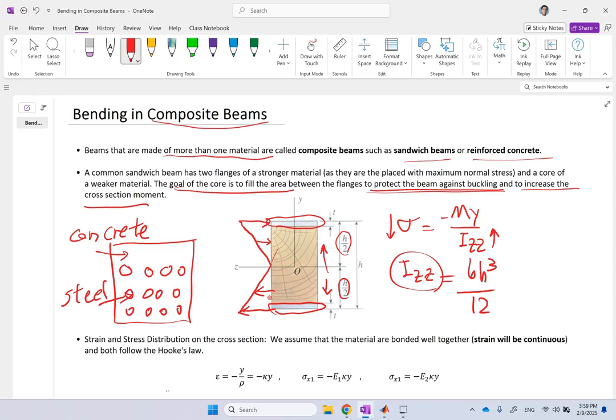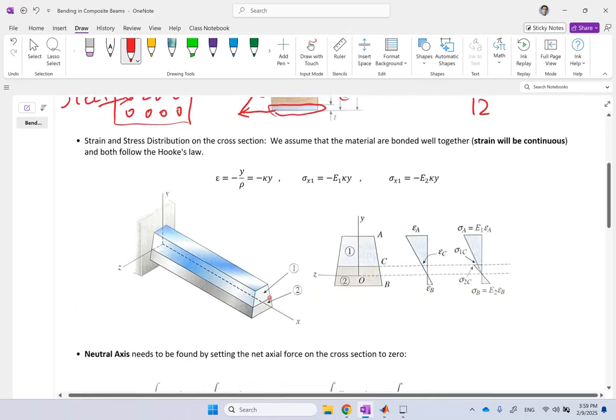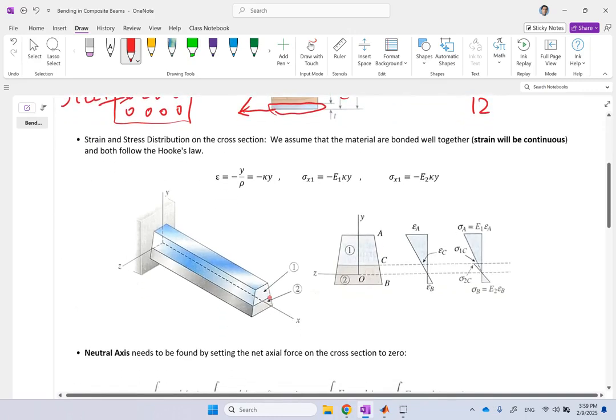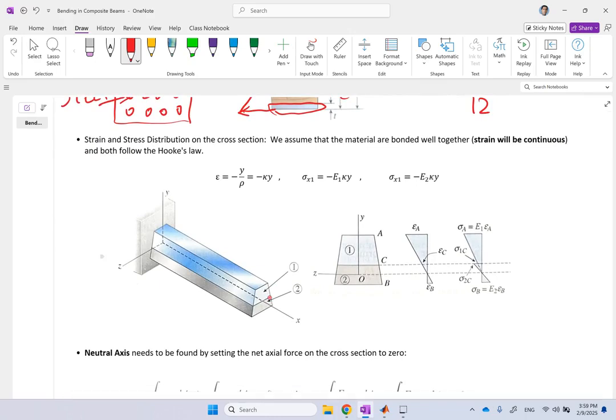So how do we look at the strain and the stress distribution? There are two ways. First we have an assumption. Let's talk about the assumption. The assumption is these two materials, when you put them together in the cross section, are very well bonded together. They are not separated from each other. So whether you glued them, bolted them together, or welded them, whatever you did, they keep contact and they don't separate at the boundary. They are bonded well together, and in other words, the strain will be continuous.